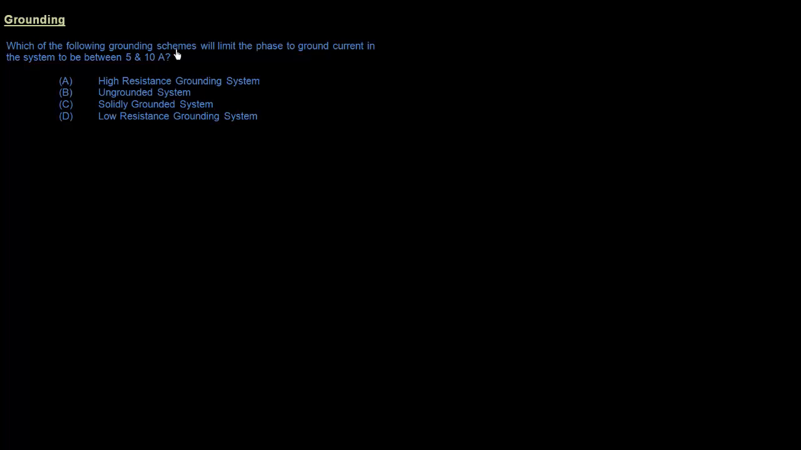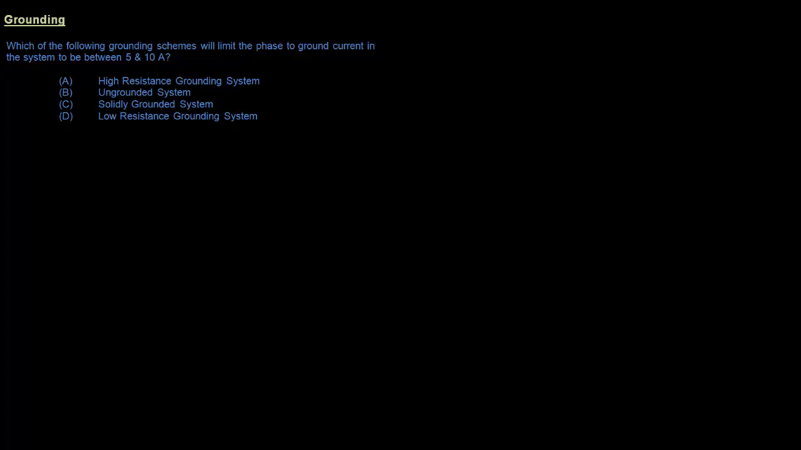Which of the following grounding schemes will limit the phase to ground current in the system to be between 5 and 10 amps? And the options we've been given are a high resistance grounding system, an ungrounded system, a solidly grounded system, and a low resistance grounding system. So, to know the answer for this, we need to know what each of these schemes is all about.